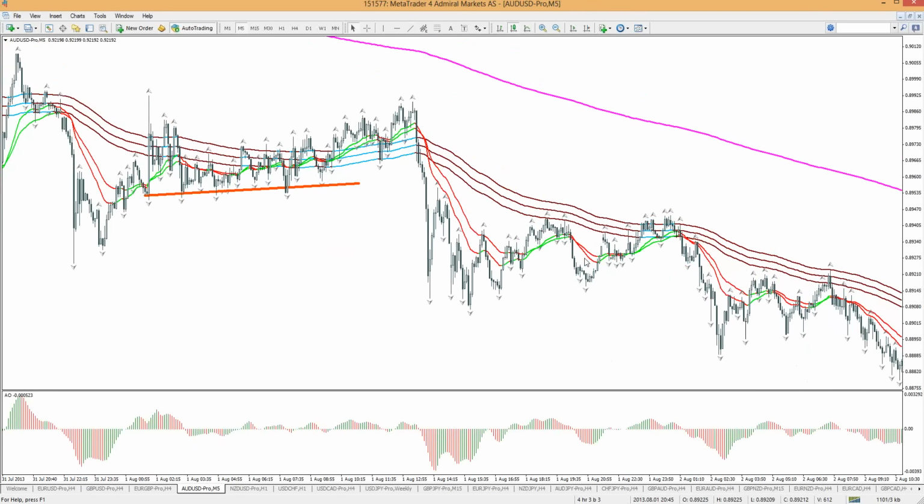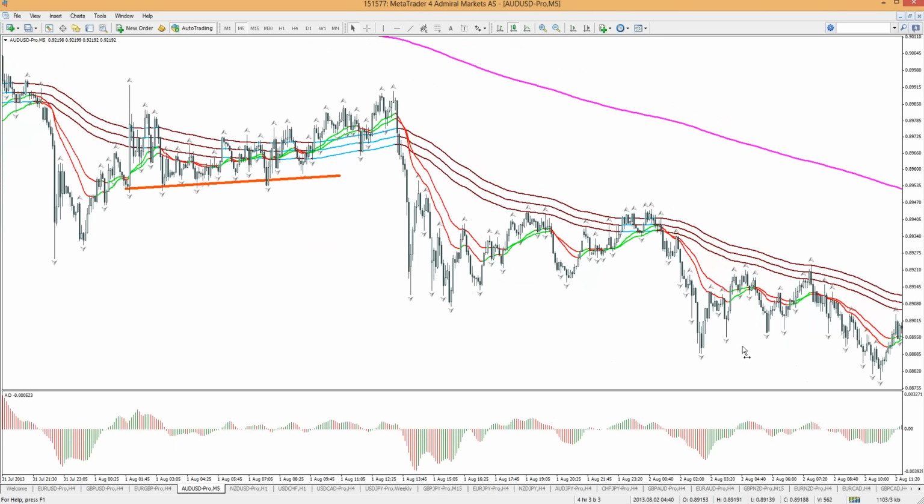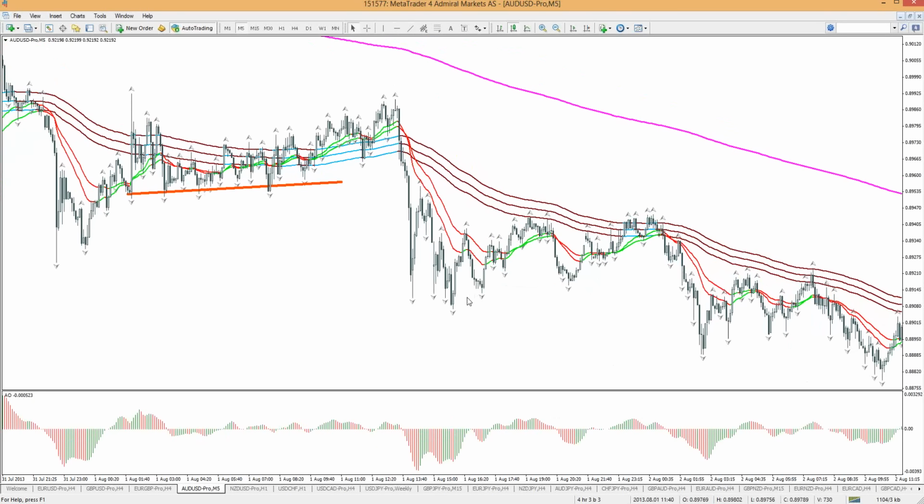Preferably, you want to see some angle in the impulse, not totally flat like this, or at least some space.